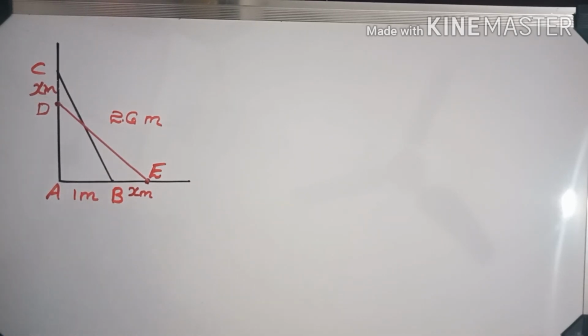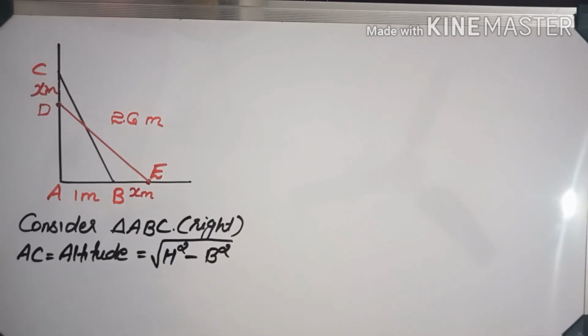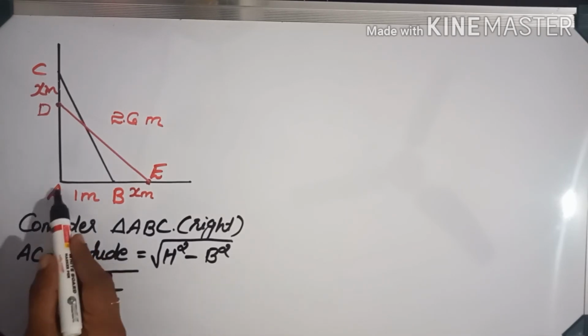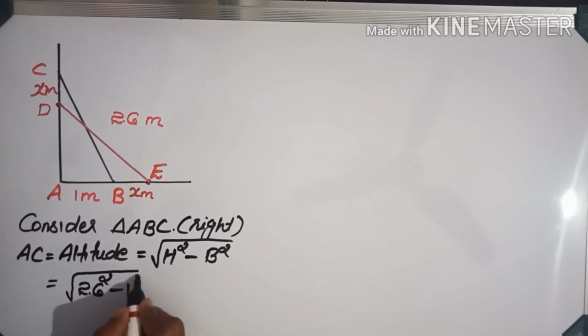So for that, consider triangle ABC. By considering this triangle ABC, we can find the value of AC. AC is the altitude of this right triangle. So equation is root of hypotenuse square minus base square. Now let's substitute the values. Hypotenuse is 2.6. So 2.6 square minus base. Base is AB, that is 1. 1 square. This is equal to root of 2.6. First let's avoid that point. 26. So 26 square is what?